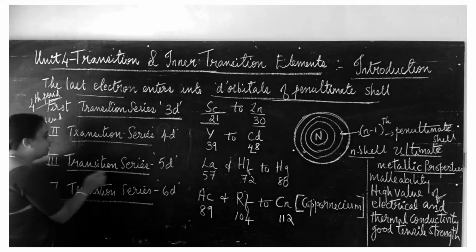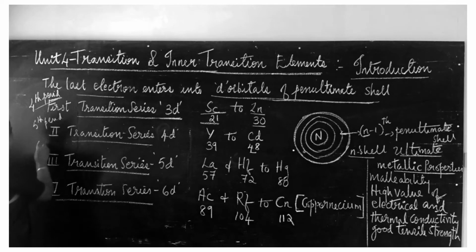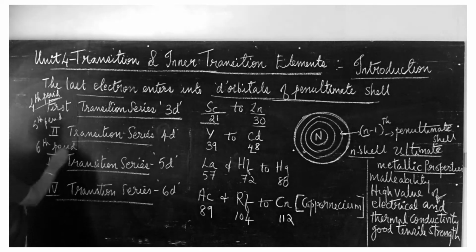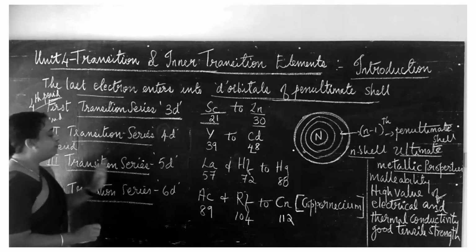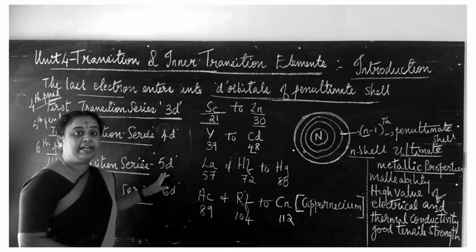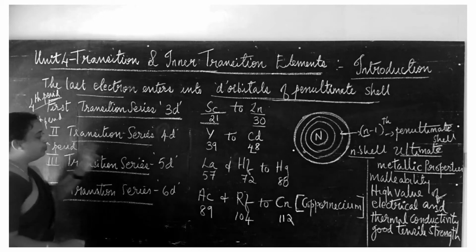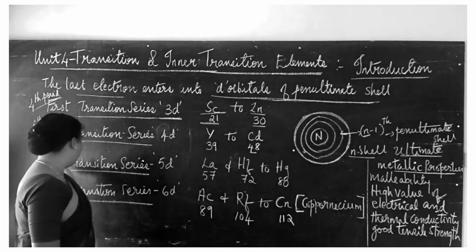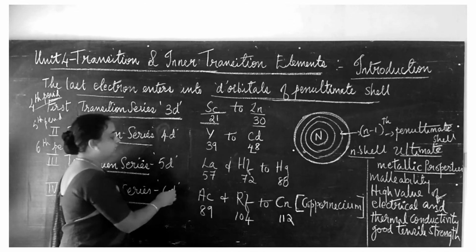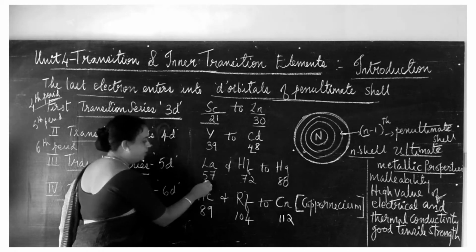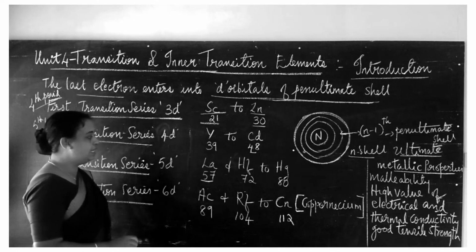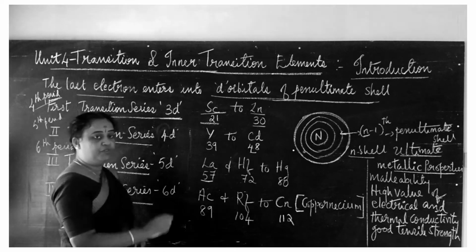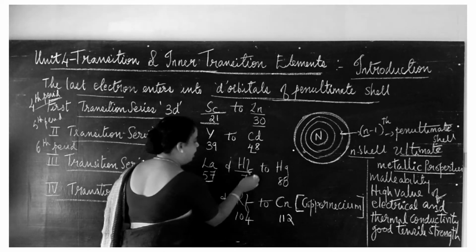Next comes the third transition series, which comes under the sixth period. All these elements come in the 6th period. This is also called the 5d series, 6 minus 1. In the 5d series, the third transition series, the elements start from lanthanum, atomic number 57, and after that comes hafnium, which has atomic number 72.